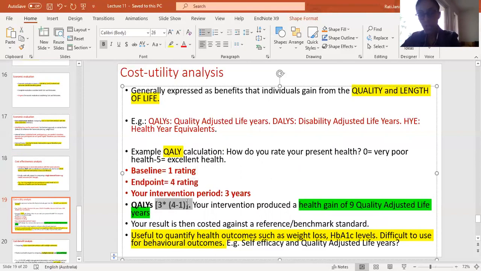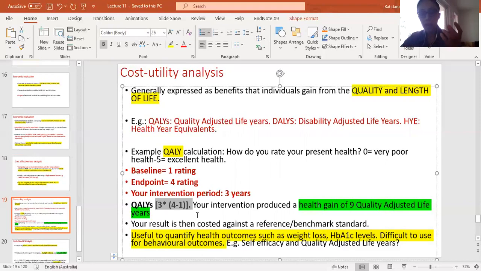Then you do this calculation, which is 3 years into bracket, which is 4 minus 1. And then you have a health gain of 9 quality adjusted life years. All right. So their quality of life, for example, has improved by 9 years, for instance. Okay. So basically, this is good for variables which you can quantitatively measure, like quality adjusted life years in relationship to the change in HbA1c level, or in relationship to change in, say, body fat percentage.